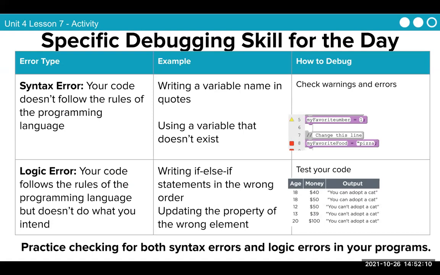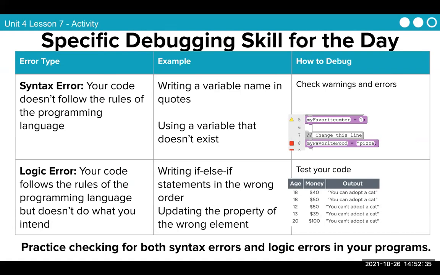Okay, specific debugging skills for the day are syntax error. Your code doesn't follow the rules of the programming language. An example is writing a variable name in quotes, or using a variable that doesn't exist. Check for warnings and errors. So see the yellow triangle and the red square? Those are errors.